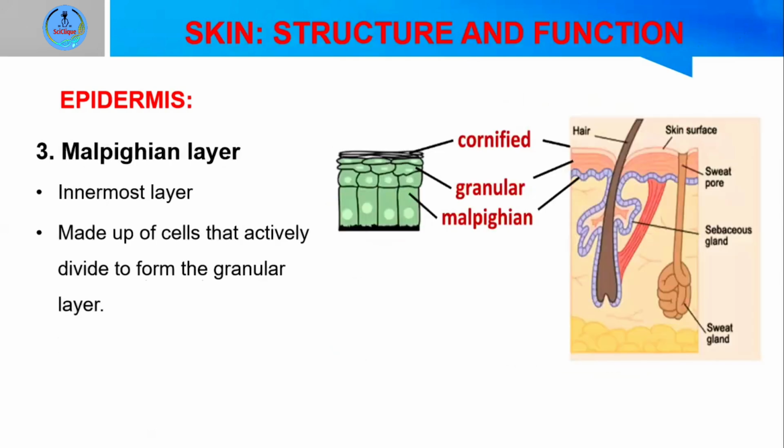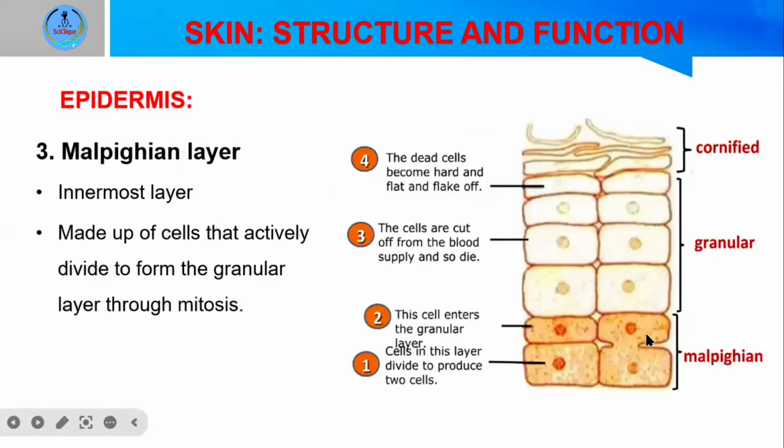Now moving on to the third and innermost layer of the epidermis, and that is the Malpighian layer. Now, this is made up of cells that actively divide. Whenever you hear this term actively divide, it simply means that the cells undergo cell division. Now, cell division is literally that. You're going to have a cell dividing to form two new cells. Now, in this case, it occurs through mitosis.